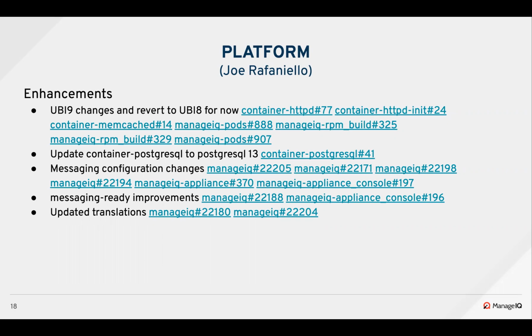Okay, this sprint we had many core enhancements, so please visit each of the links for more information, as I can't go over all of them. First, Brandon upgraded many things to UBI 9, but ultimately we had to revert some of them. We'll revisit in the future when we have the build environments and we can resolve the dependency issues we ran into. Next, I updated the container Postgres image to Postgres 13.